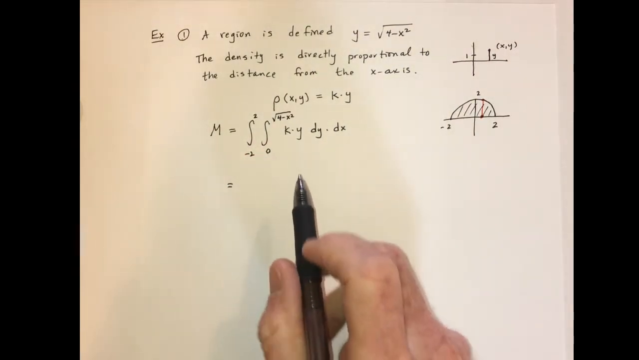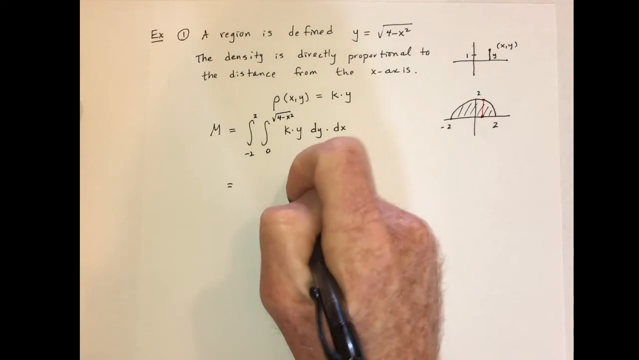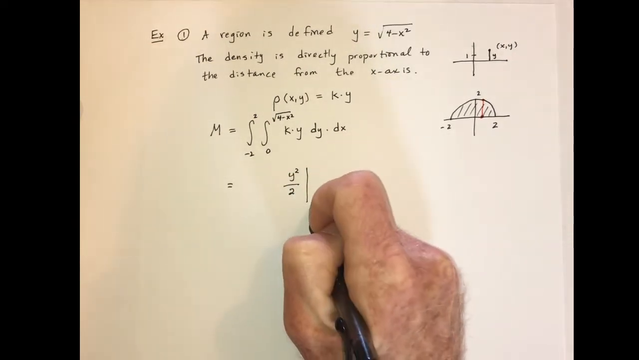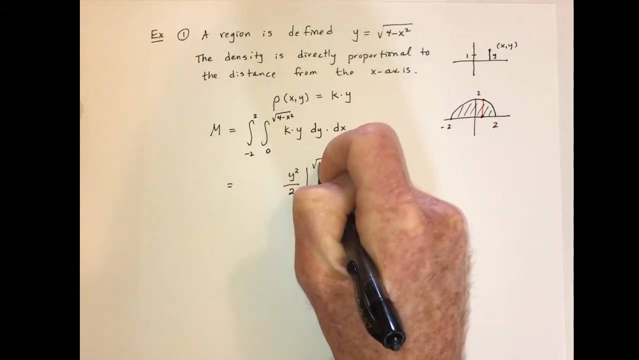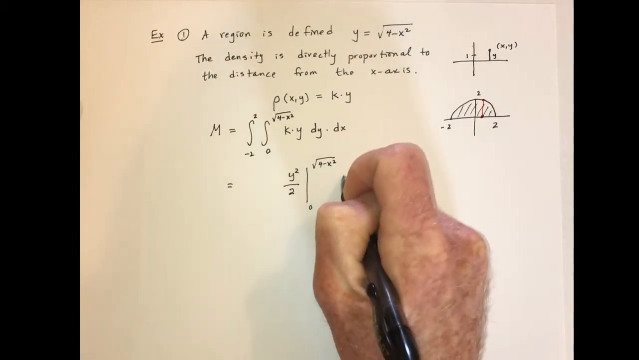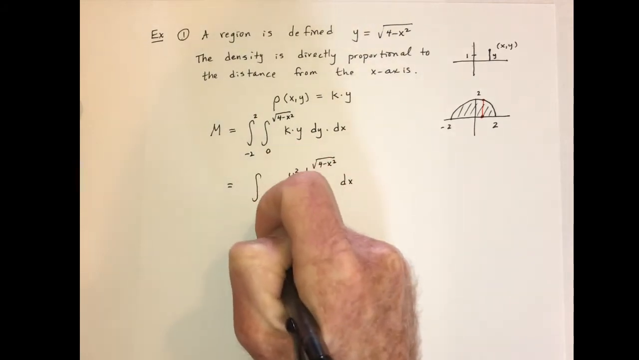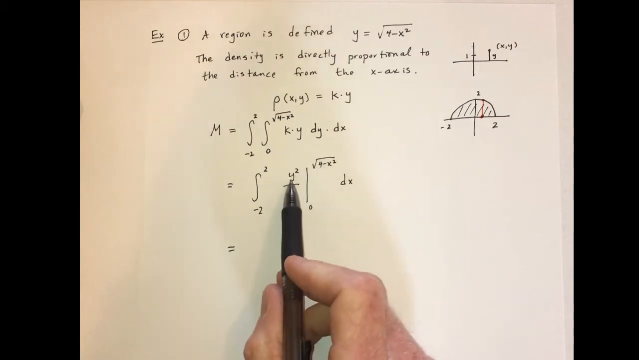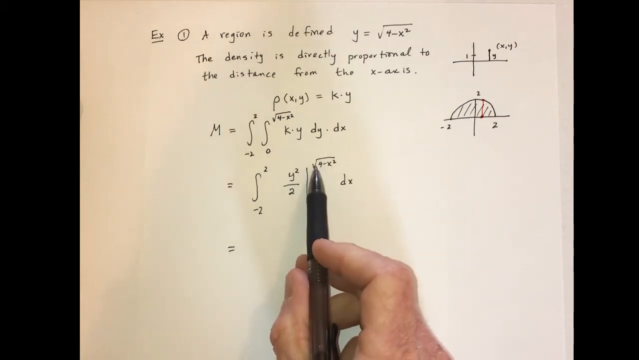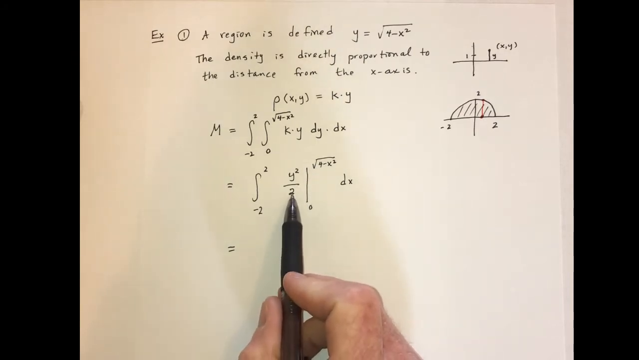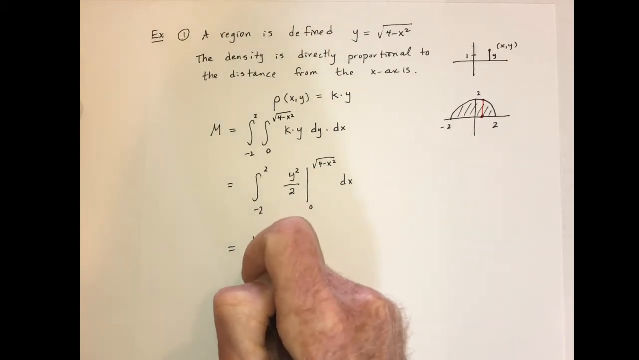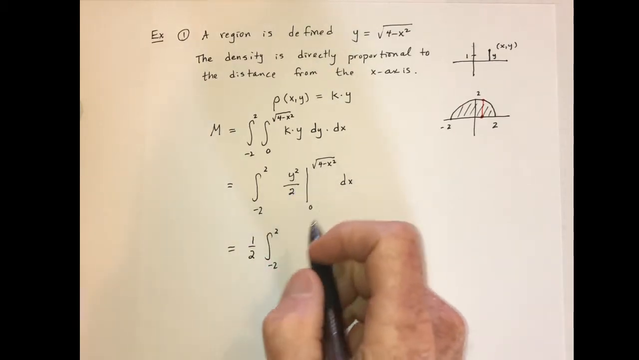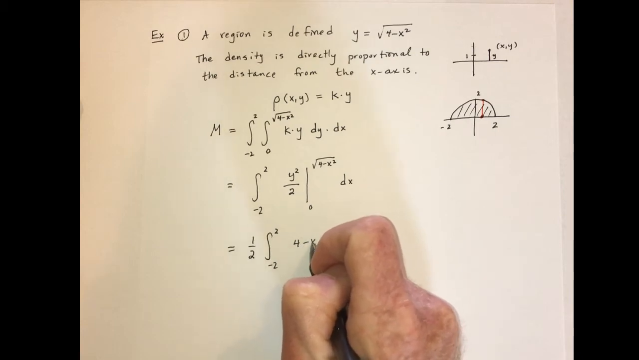And then actually integrate this thing. So this is going to be y squared over 2. That gets evaluated from 0 to the square root of 4 minus x squared. And then when you substitute this in there, the square and the square root are going to cancel each other out. And with this 1/2, I'm going to factor it out. So the square and the square root will cancel, so all that's left is 4 minus x squared.